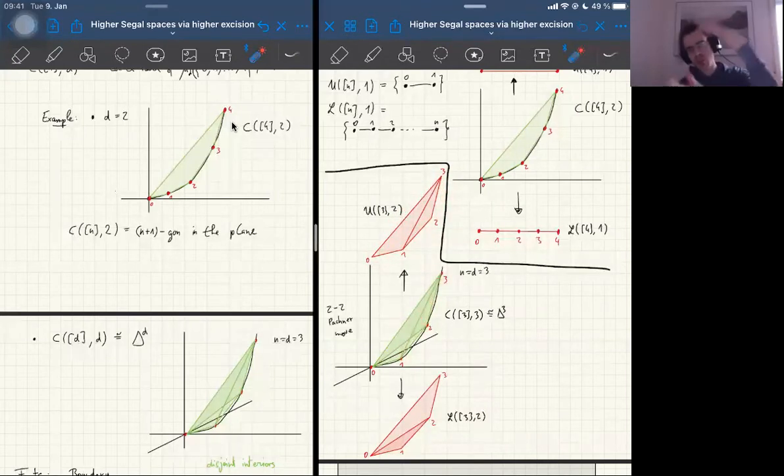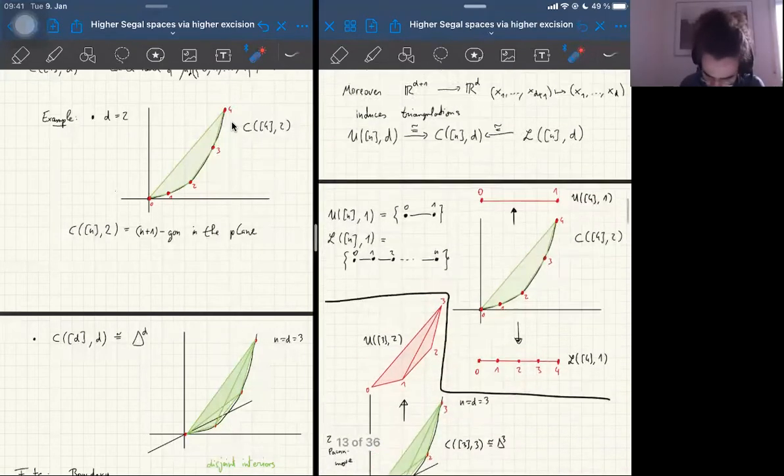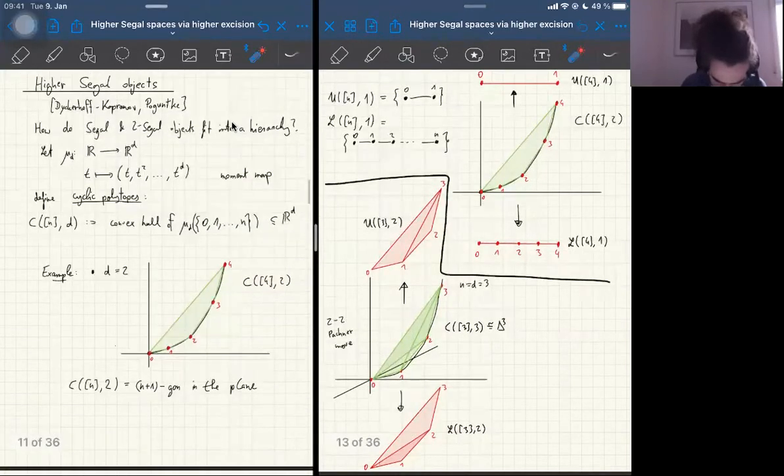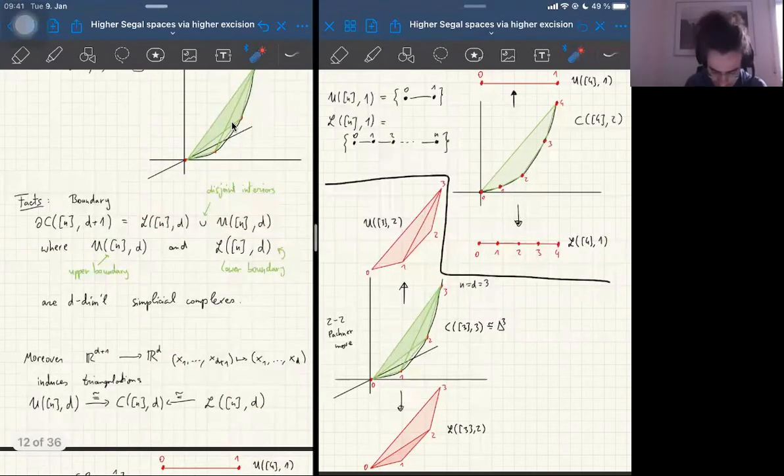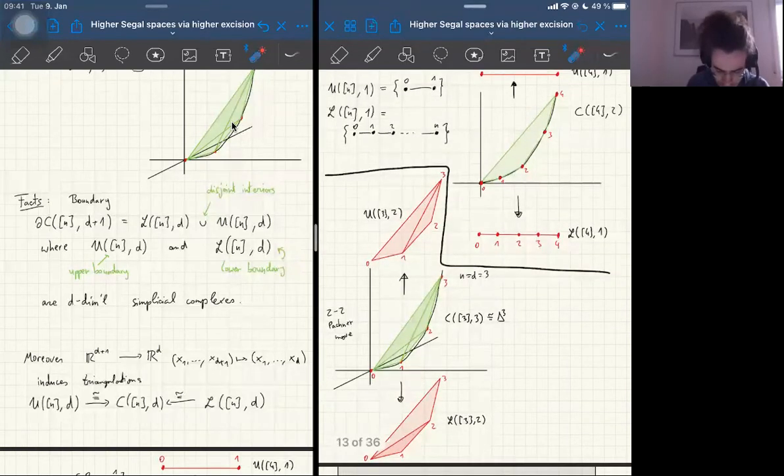Somehow these are the two faces of the two ways of looking at the 3 simplex. And so let me keep this up. As I said, the main point is that the boundary is subdivided into this lower part and this upper part. Of course, one can write down explicitly what this means, but I hope this picture is intuitive enough. So we have this upper boundary and this lower boundary, and these are simplicial complexes.